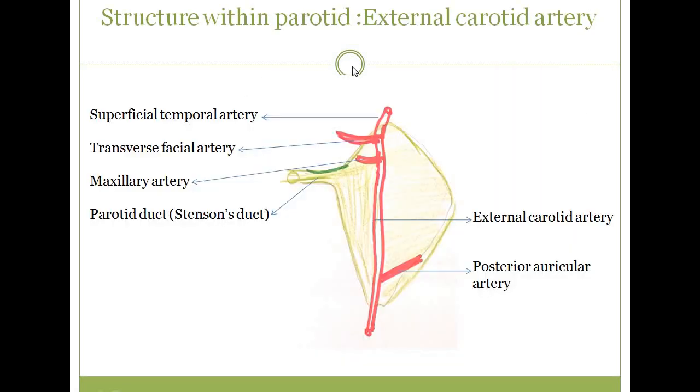Now structure inside the parotid gland, that is the medialmost structure, is the external carotid artery. This external carotid artery, we have seen that it enters from the posteromedial surface of this gland, and here it gives branches, that is posterior auricular artery, posteriorly then maxillary artery, then transverse facial artery and superficial temporal artery. The superficial temporal artery, here it is a terminal branch of it.